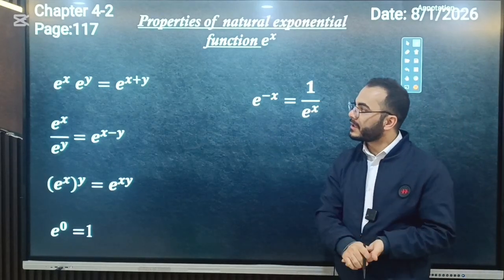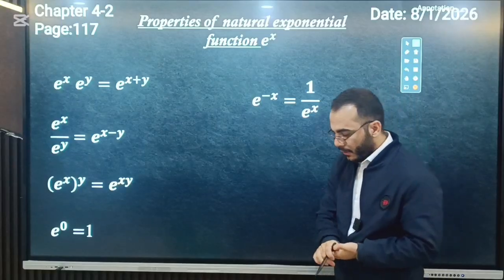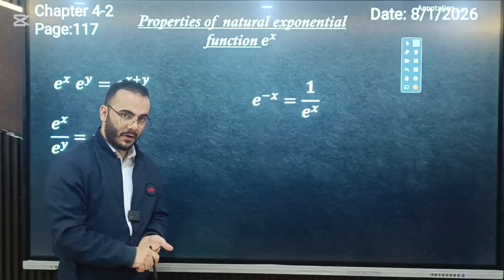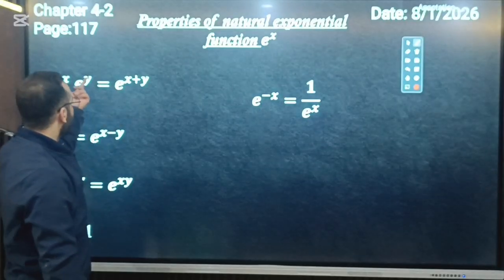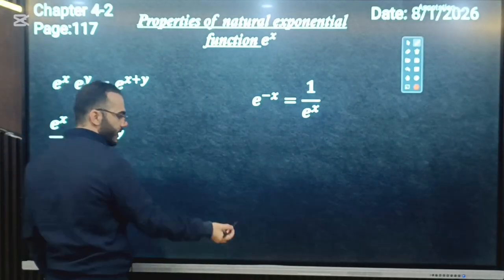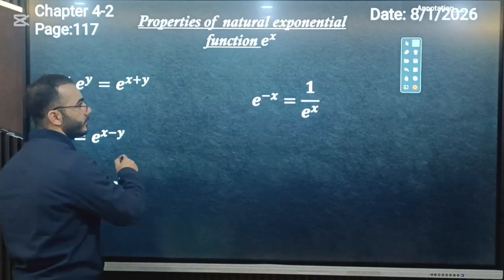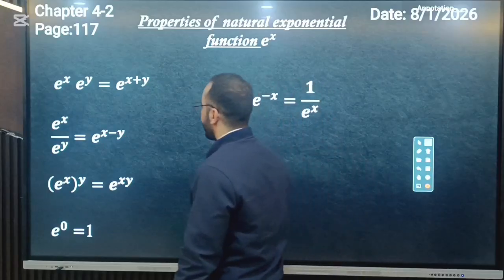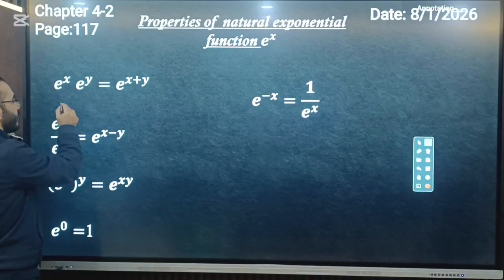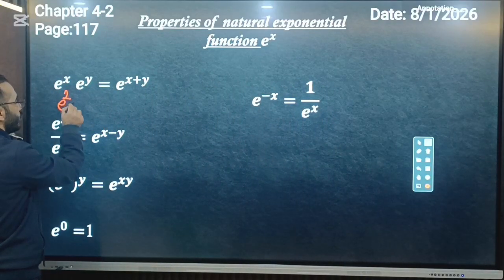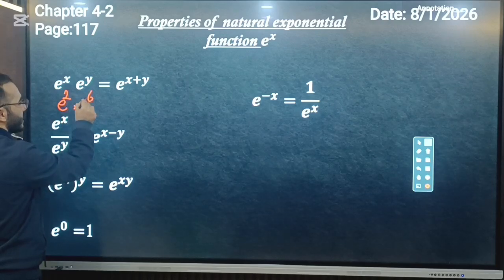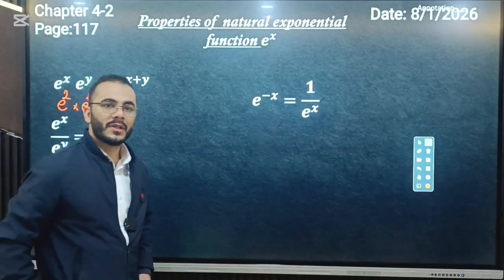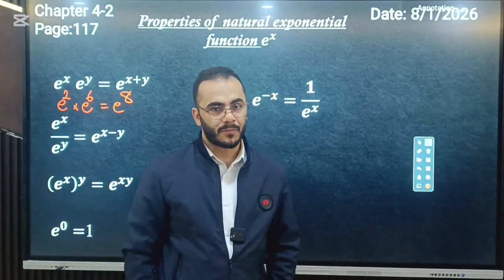All right, e powered by x multiplied by e powered by y. We already studied that if we multiply powers of the same base, we keep the base and add the exponents. Let me give you some examples as we explain them. Okay: e powered by x multiplied by e powered by y. So e powered by 2 multiplied, let's say, by e powered by 6 is equal to e powered by 8. Why? Because in multiplication of powers with the same base, we just add the exponents. All right.